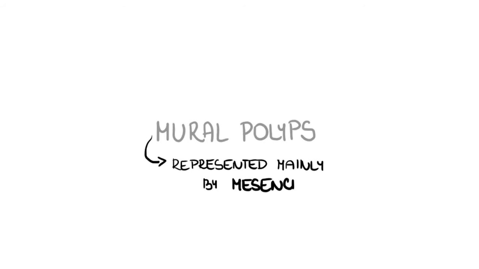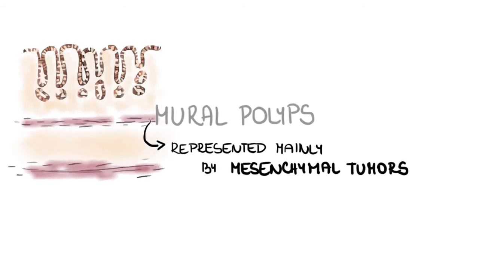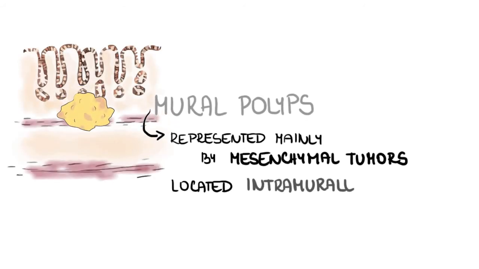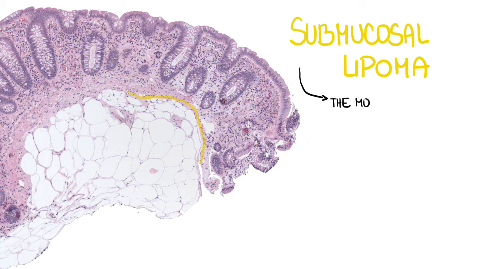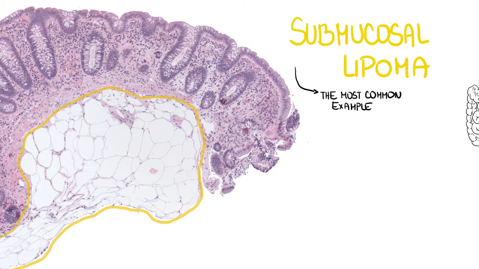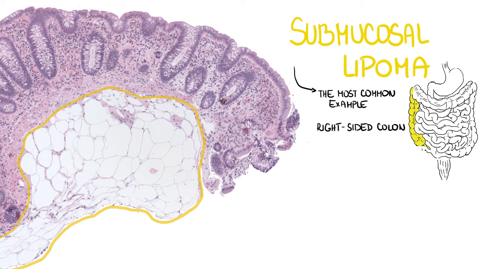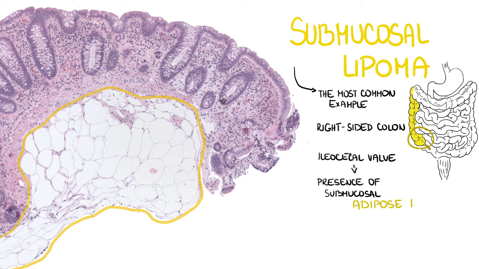Mural polyps are represented mainly by mesenchymal tumors. They are located not in the mucosa, but intramurally, in deeper levels of the intestinal wall, and the intact mucosa above is simply lifted. A submucosal lipoma is the most common example. A typical localization is the right-sided colon. It's necessary to keep in mind that in the region of the ileocecal valve, the presence of submucosal adipose tissue is physiological.